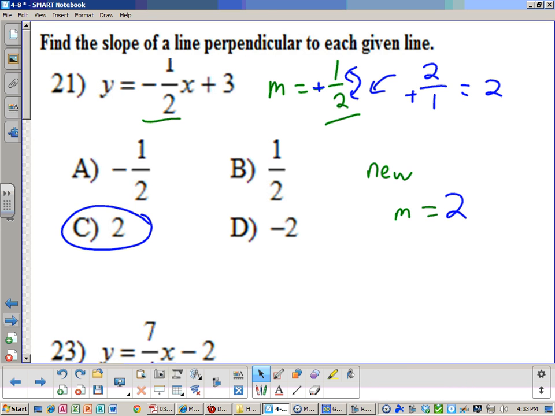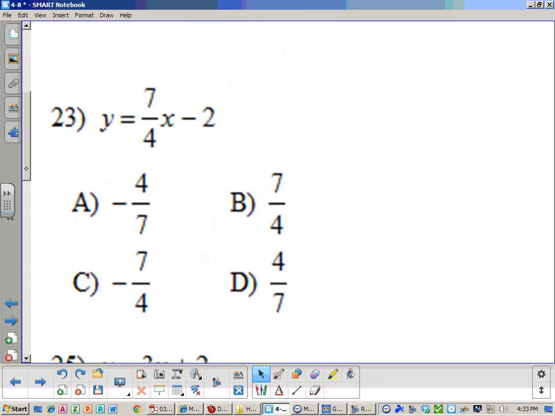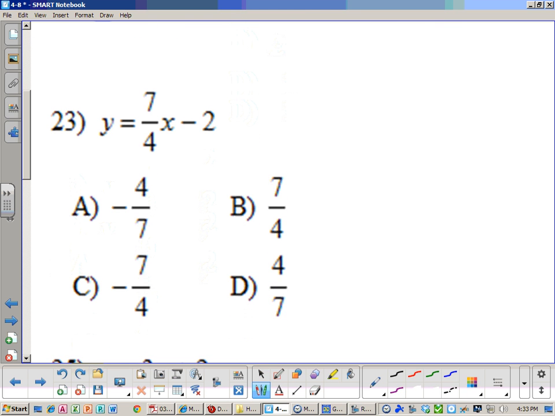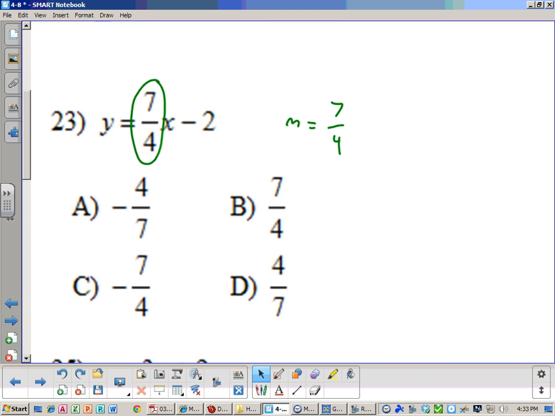Look at number 23. Same story. Whatever's next to x, that is your slope. So in this case, it's 7 over 4. But if we want a slope that's perpendicular to this, you flip the fraction. So now it's 4 over 7, and you change the sign. It was positive, so now it's negative. Negative 4 over 7.